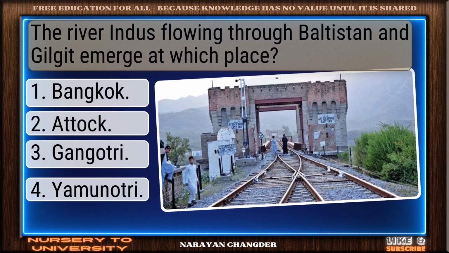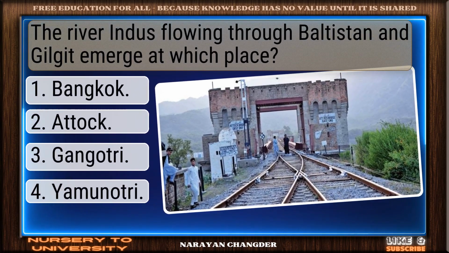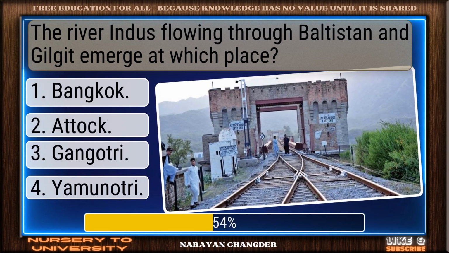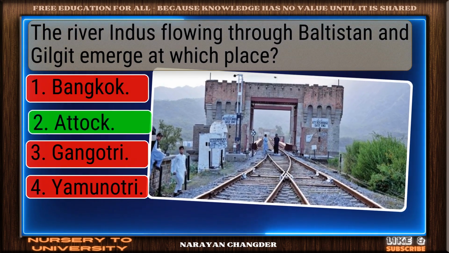Question number 6. The river Indus flowing through Baltistan and Gilgit emerges at which place? Sharp thinking. Attock is the right choice.